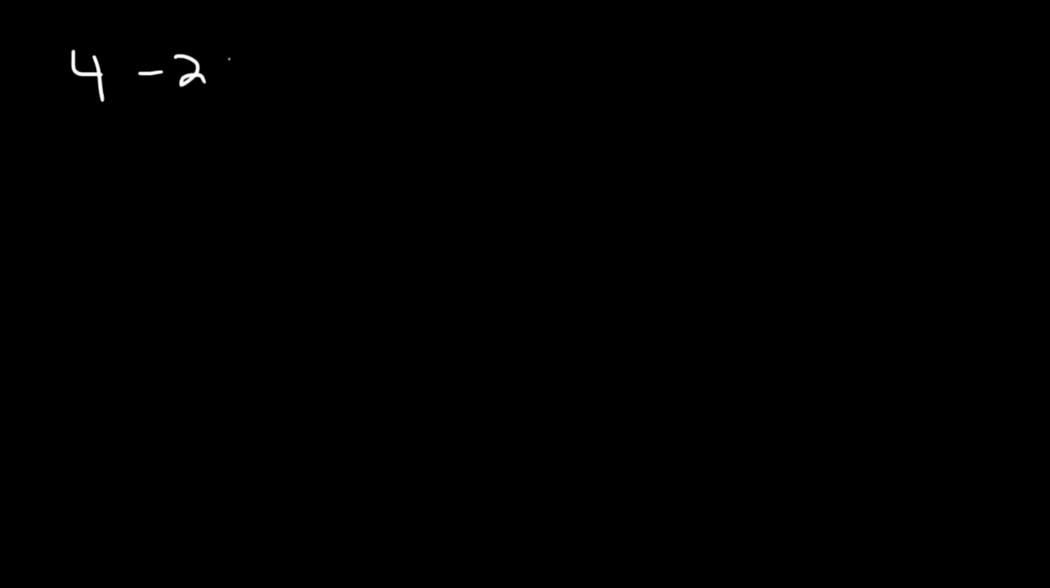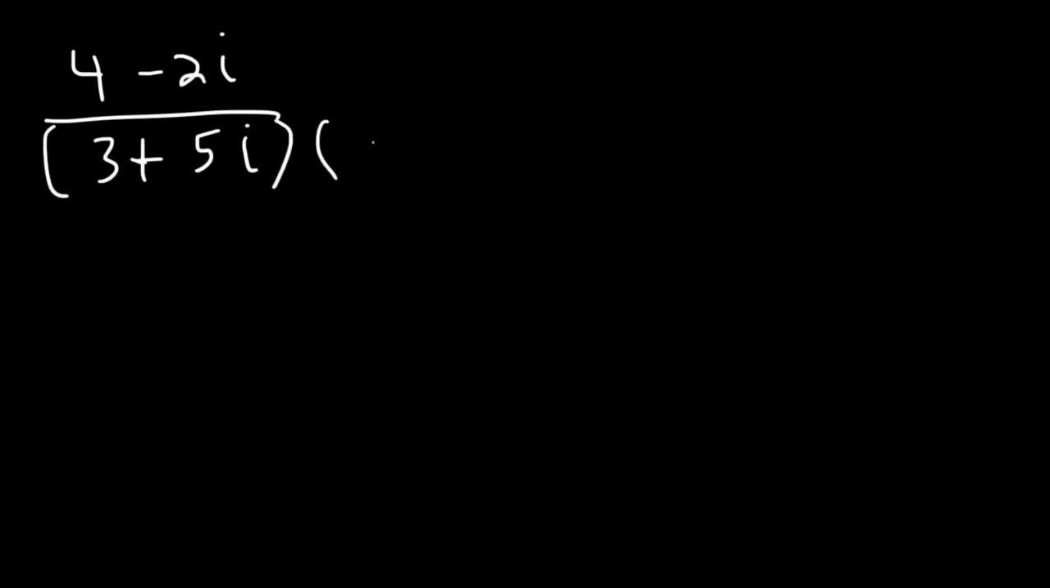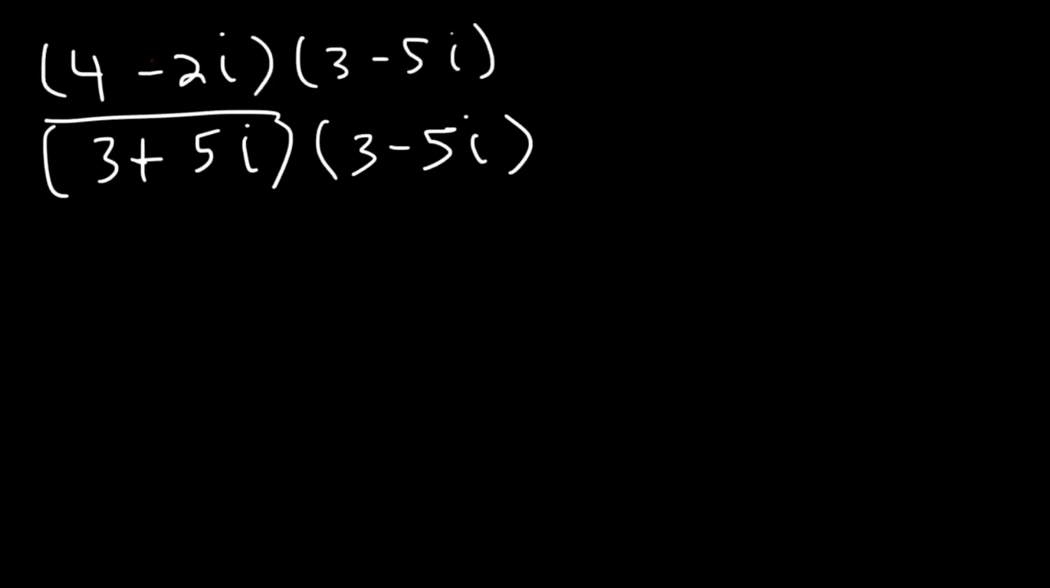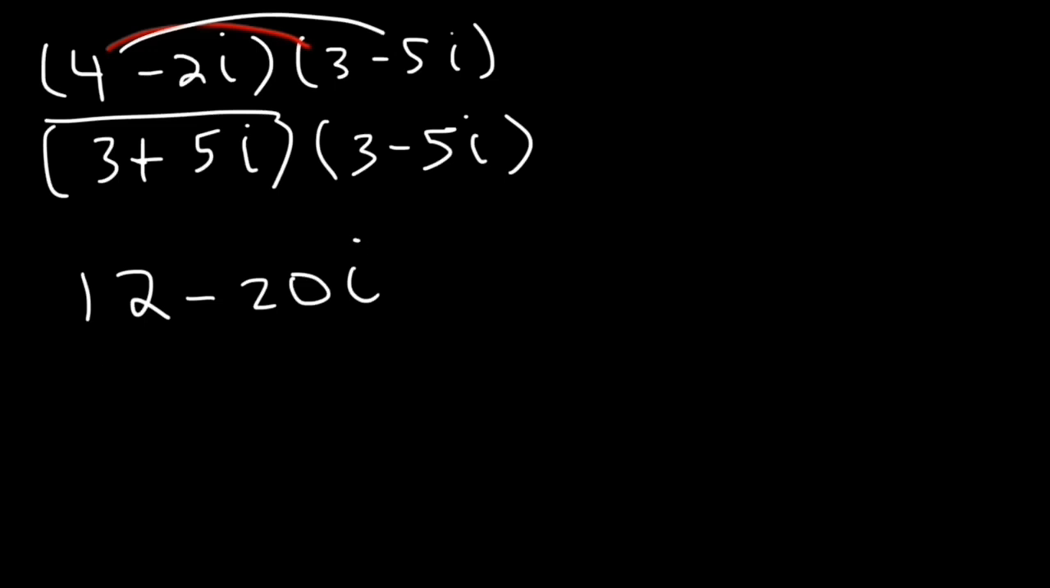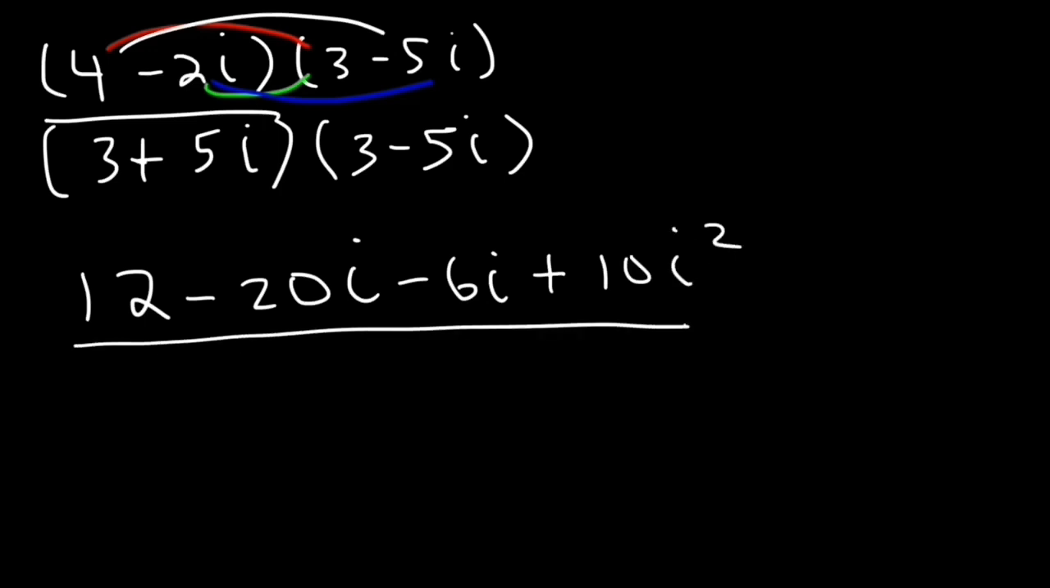So the next question we have 4 minus 2i over 3 plus 5i. So using the conjugate rule, I'll have 3 minus 5i, 3 minus 5i, both the denominator and the numerator. So opening the brackets, we'll have there 12 minus 20i. There will be minus 6i, then with 5i there will have plus 10i squared.